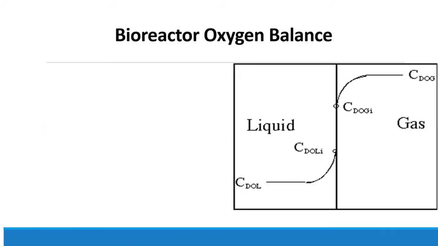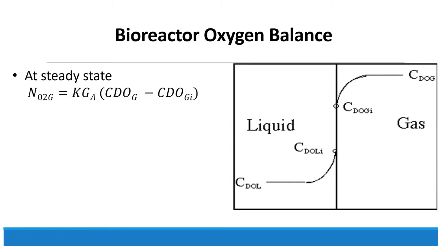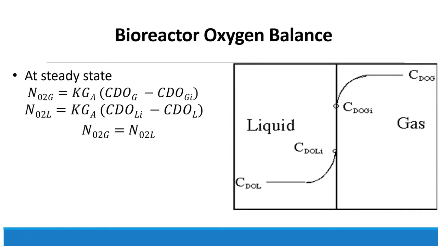The transport of oxygen through the gas and the liquid film are equal at steady state. At the interface, the equilibrium between the liquid and the gas phase oxygen is reached, wherein the concentration of oxygen at the gas interface is equal to its concentration at the liquid interface.